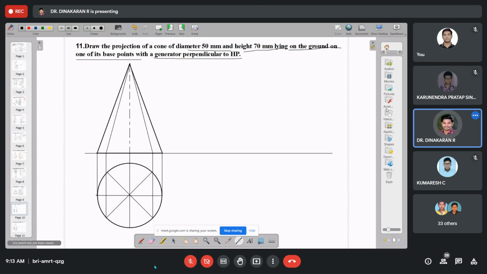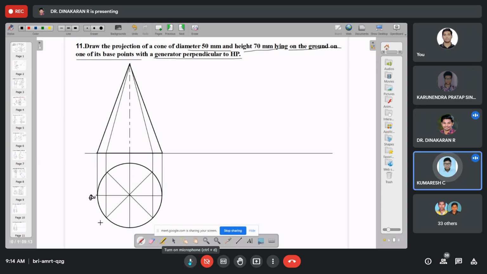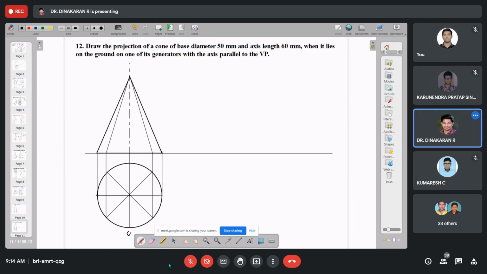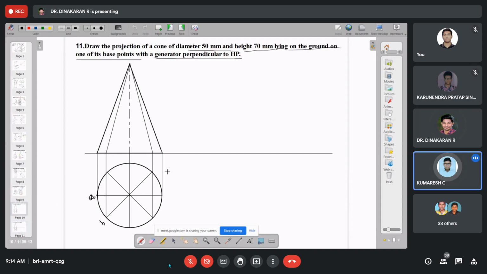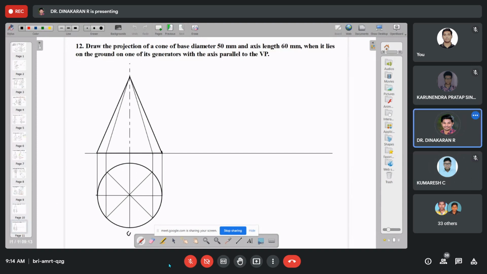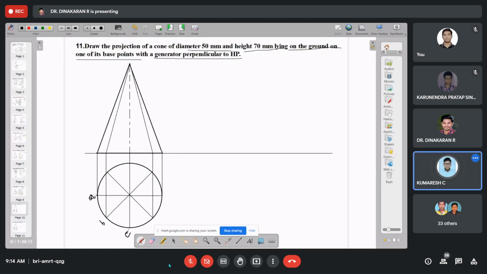So cone is given. For a cone, we know the diameter is required and the height is required. So are both dimensions given or not? For a cone or cylinder, the diameter and height are required. So in this question they gave a cone, and for the cone the basic dimensions of diameter and height are required. So is that given or not? Given, sir. So how much is given? Diameter 50 mm, height 70 mm.